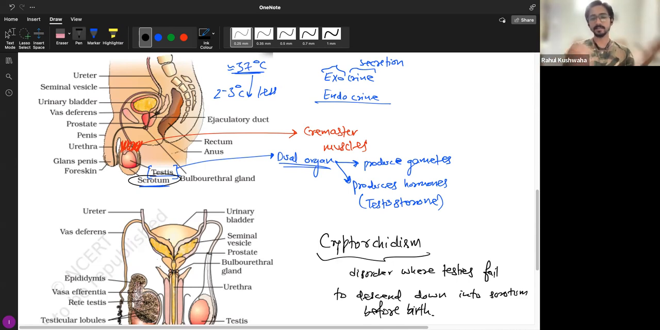So in their breeding season, they can ascend or descend their testes. But for humans, it's permanent. And if it cannot descend, it's called cryptorchidism. So this is another question that comes and is a very routine question.